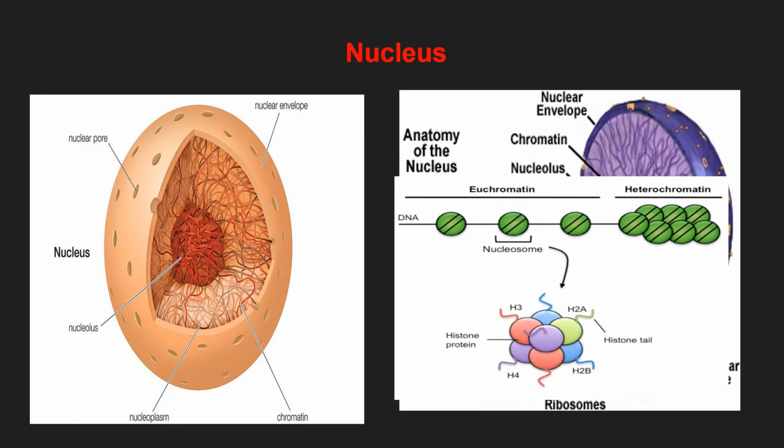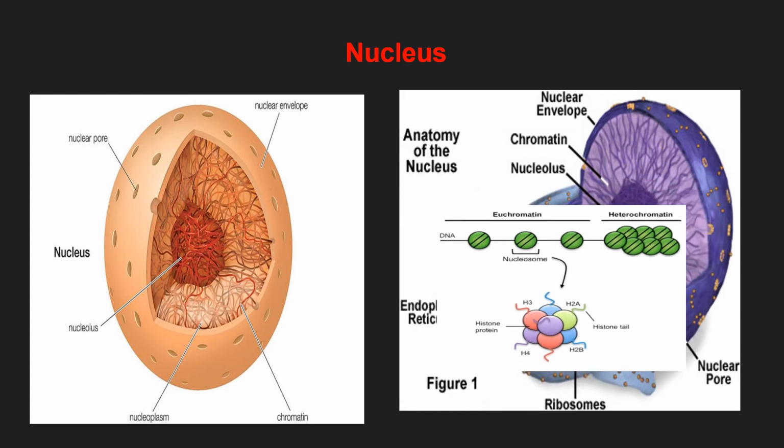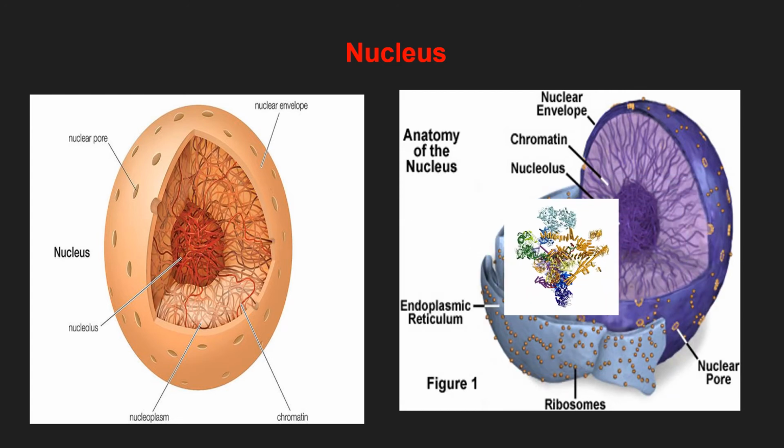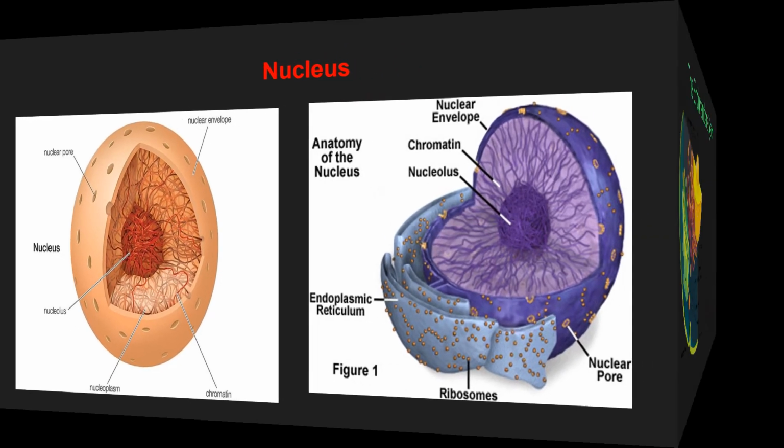Spliceosomes. The initial transcript of DNA consists of non-coding regions or introns, which are spliced out with the help of spliceosomes.